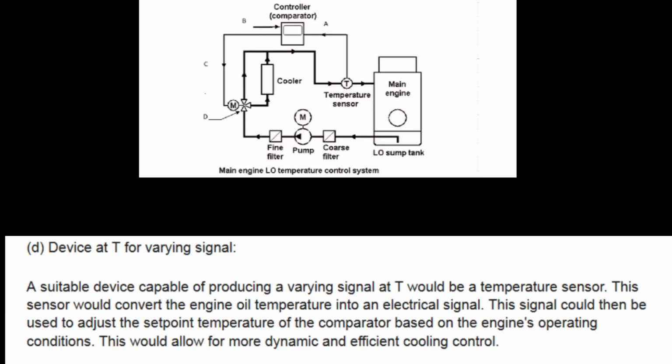D. Device at T for varying signal. A suitable device capable of producing a varying signal at T would be a temperature sensor. This sensor would convert the engine oil temperature into an electrical signal. This signal could then be used to adjust the set point temperature of the comparator based on the engine's operating conditions. This would allow for more dynamic and efficient cooling control.